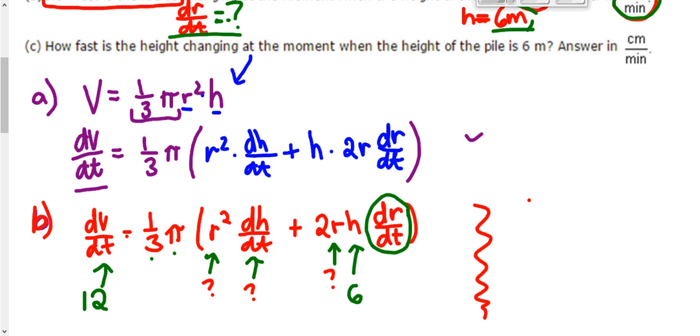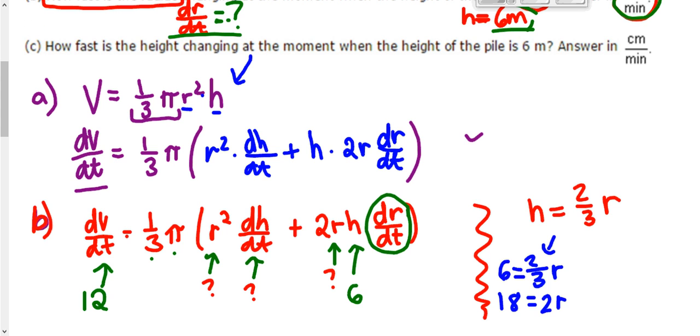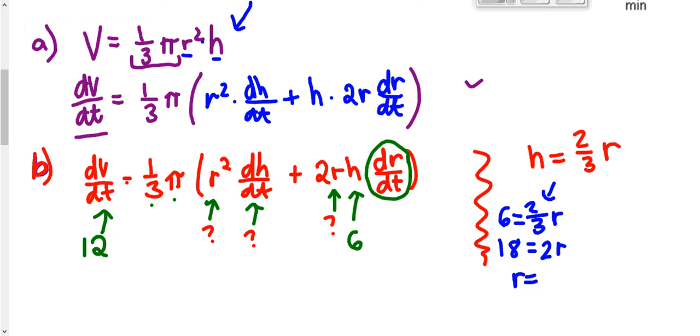So they told us we found h equals 2/3 r. So there are 2 things. We need the regular radius and we need dh/dt from this. So we can do 2 things with this. First, we can plug in h, so we get 6 equals 2/3 r. Multiply both sides by 3, we get 18 equals 2r. Divide by 2, so r is 9. So we get these 2, 9 here, 9 here.